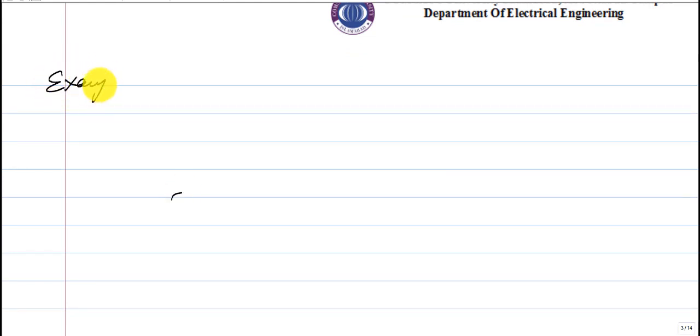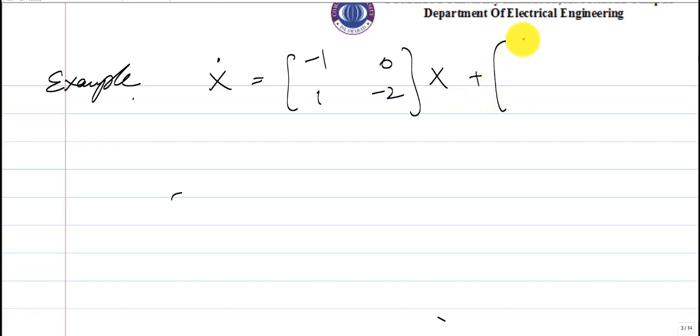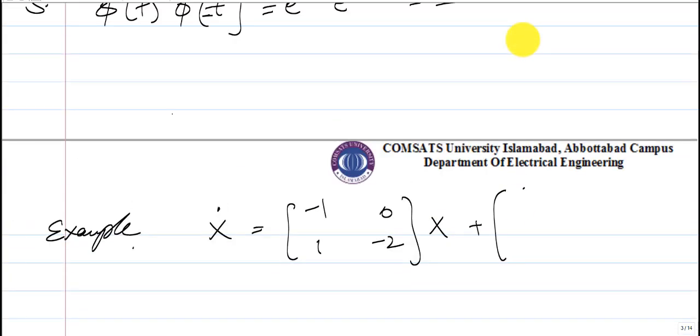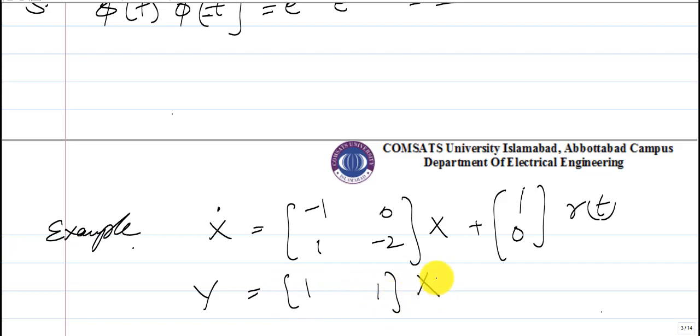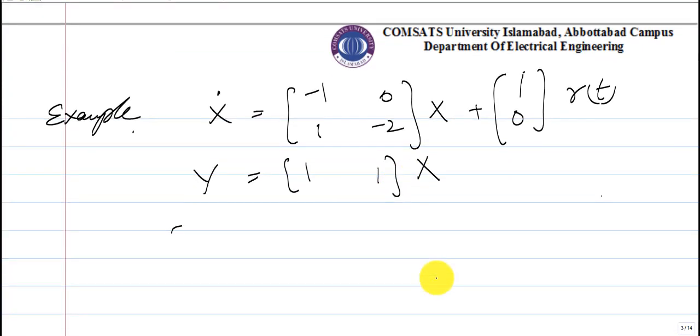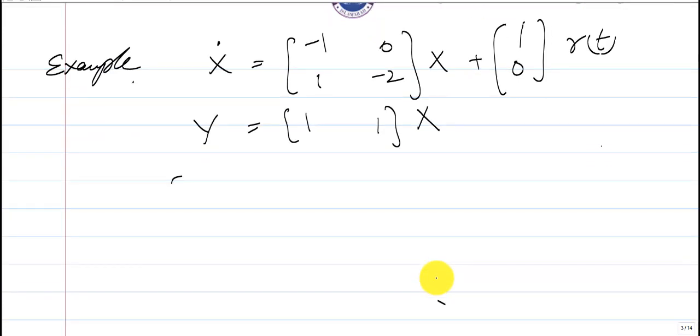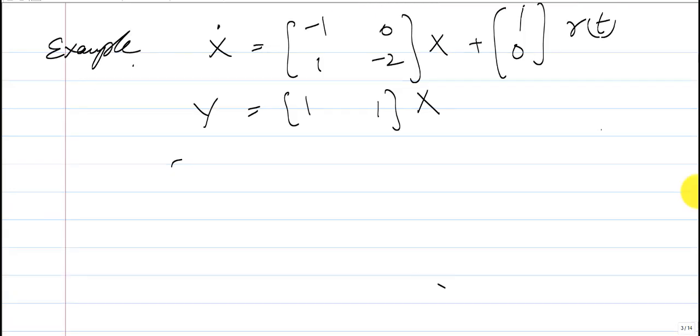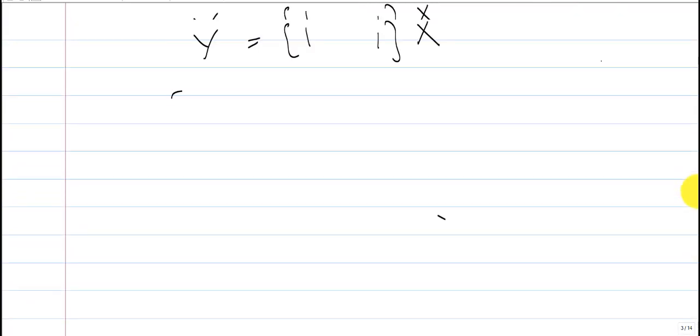So let's solve this example first. It says that we have given this system x dot is equal to [-1, 0; 1, -2] times x plus [1; 0] times r of t, and the output equation is [1, 1] times x. Now what it's demanding is that we need to draw the state diagram, and then we have to find the eigenvalues and state transition matrix. So let's do it step by step.